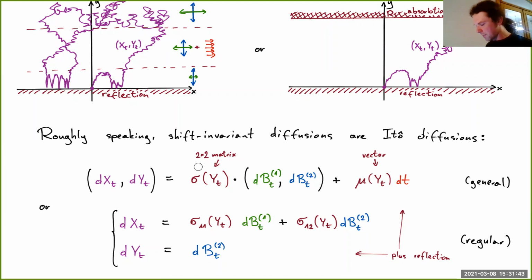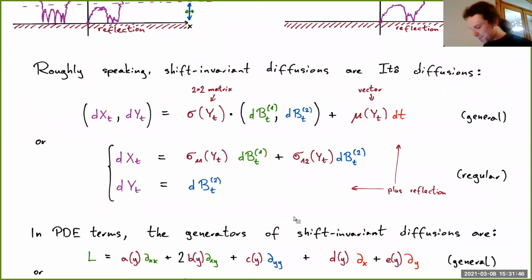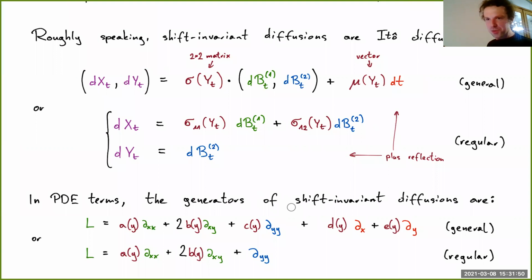what shift invariant diffusions are. And if you prefer PDEs, then here is what you should think about rather than stochastic processes. So these stochastic processes are generated by certain differential operators. And these operators are, well, essentially general second order operators with coefficients that only depend on y, but not on x. Okay, so the general shift invariant diffusion has a general second order elliptic operator as its infinitesimal generator. And in the regular case, actually, we have some simplification. So the coefficient at second order derivative with respect to y is equal to 1, and there's no first order term. So things simplify a little bit.